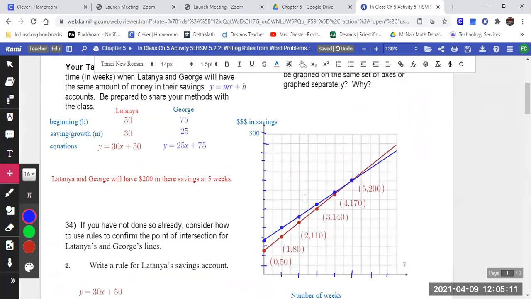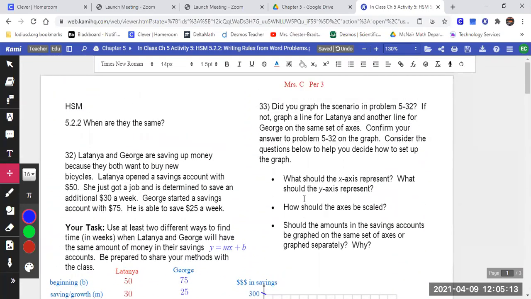Let me see, did we finish all this stuff? Sort of. Did the graph scenario in number 32. We graphed it, right? Now, consider the questions.